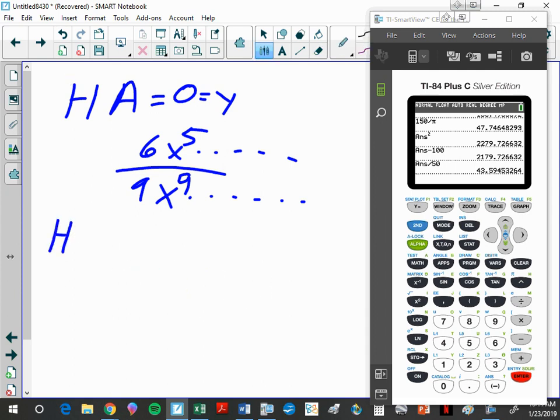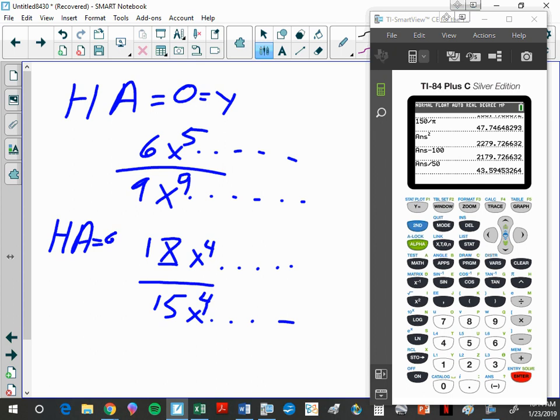So what is the HA if I have, let's do 18x to the 4th over 15x to the 4th, and then there's lots of other stuff. Where is the HA? 6/5. Because the x's cancel, and 18 over 15, I pull out a 3, and I get 6 and 5.